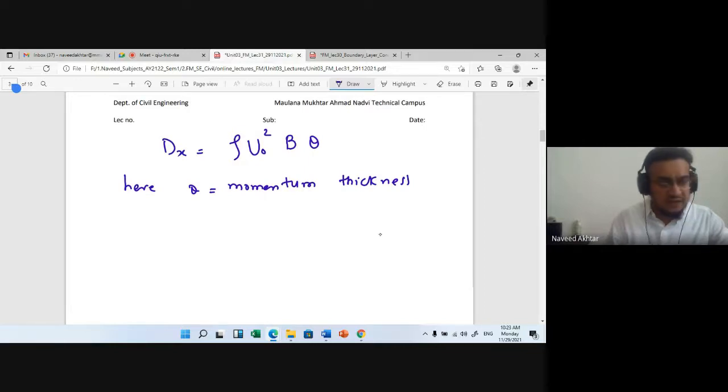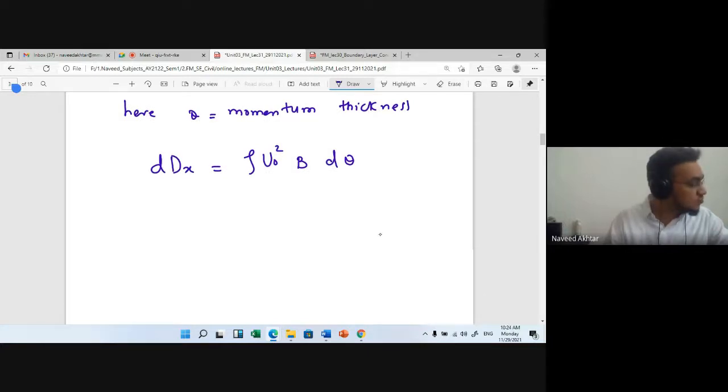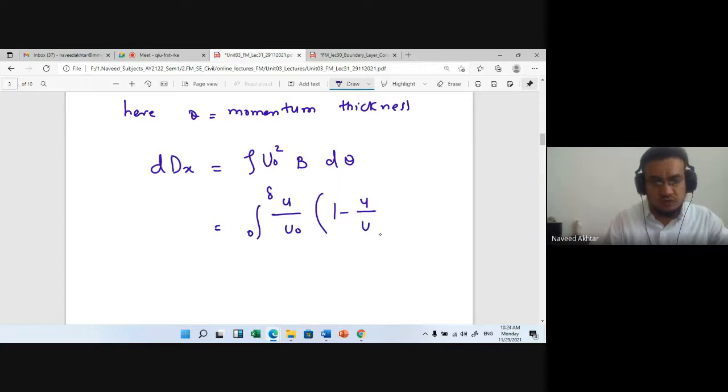Now, if I differentiate the drag D with respect to x, it is equal to rho u0 square b into d theta by dx. So d theta is equal to the integral from 0 to delta of u upon u0 into 1 minus u upon u0 dy.